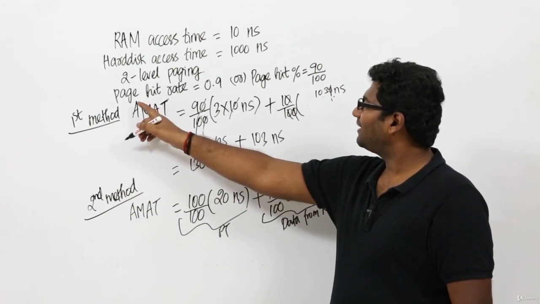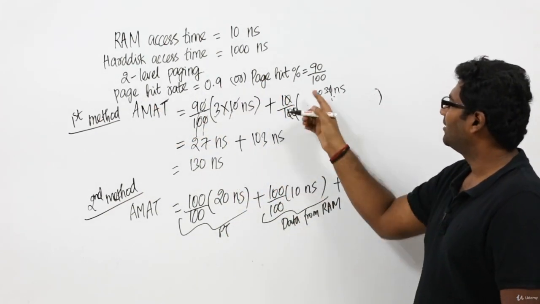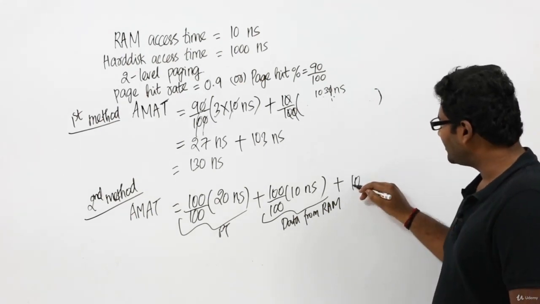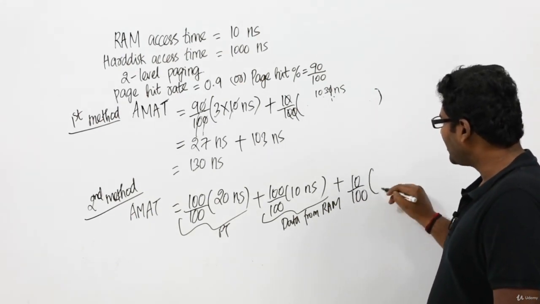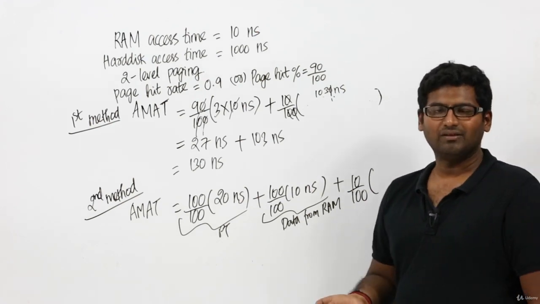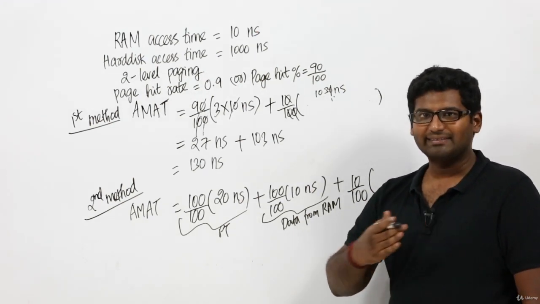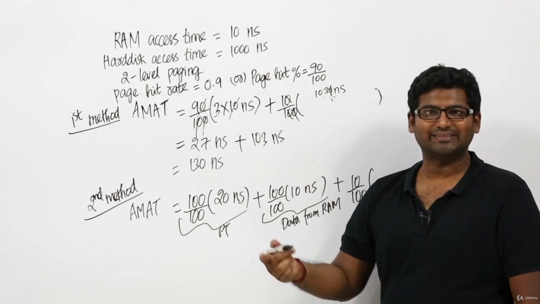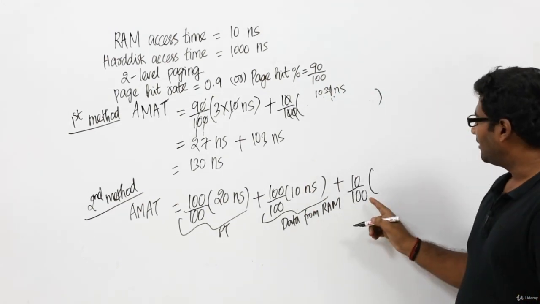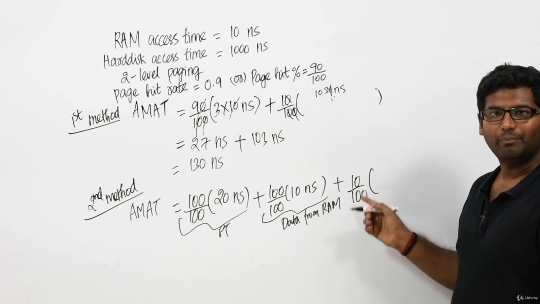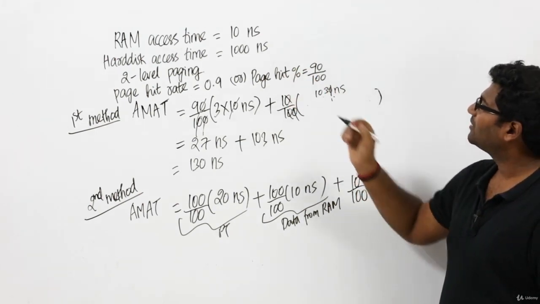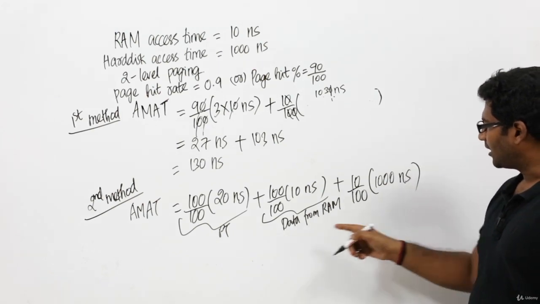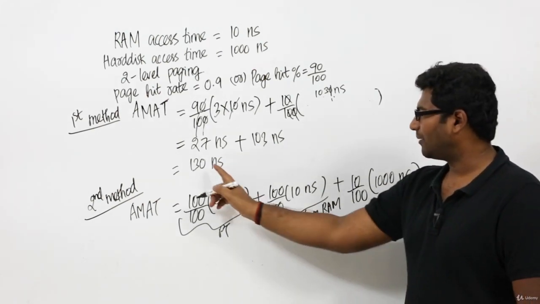Which means if the page hit rate equals 90%, then the page miss rate is 10%, right? Only during 10% of the times are we going to additionally access the hard disk. Otherwise, we are going to only access the RAM. Only in case of a page fault, we are going to have some additional access time, and that will happen only during 10% of the times. And how much time is it? It is 1000 nanoseconds, right? Now, if you simplify this, you will get the same answer.